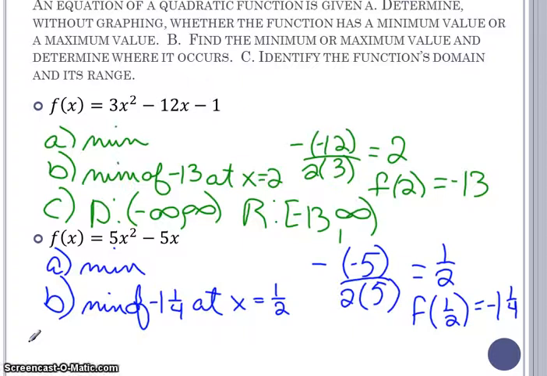Okay, so then for part C, what's our domain? All real. Okay, and what would our range be for this one? Negative 5 over 4 to infinity. Yep.